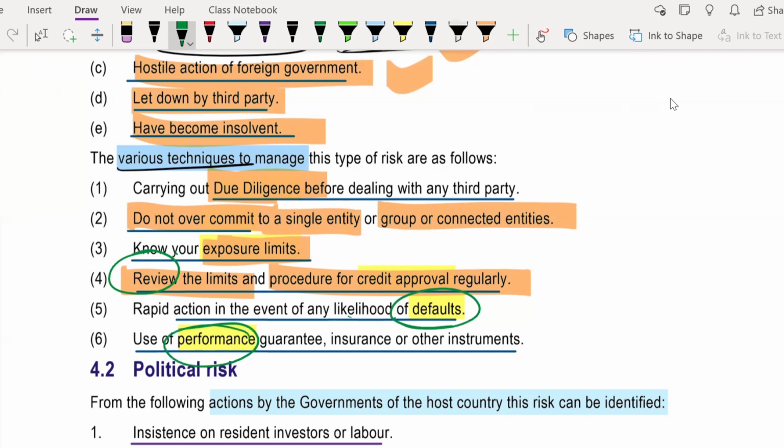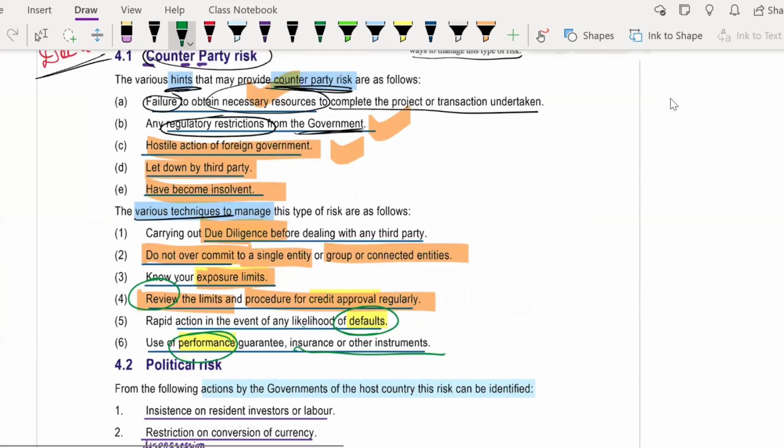Next is the use of performance guarantee insurance or other instruments. So in case there is any obligation that the counterparty has to perform, and in case there is any default, if there is no insurance or no backup or no guarantee that you have taken, just take an insurance so that if they default, the insurance company will bear it, or if they are defaulting, some other person is going to guarantee it instead of the counterparty, or the foreign party. So you can use such performance guarantee or insurance so that you are able to mitigate your counterparty risk.